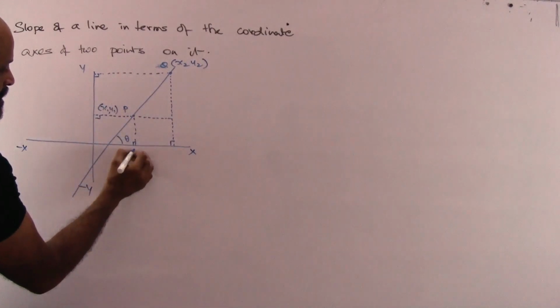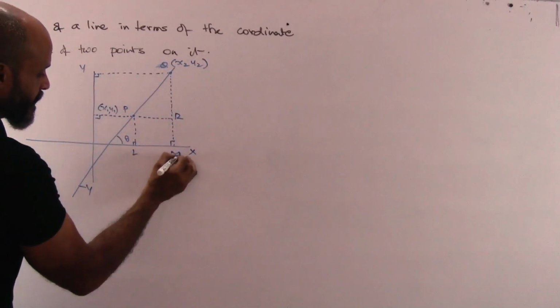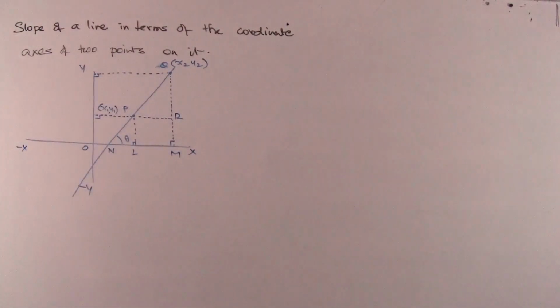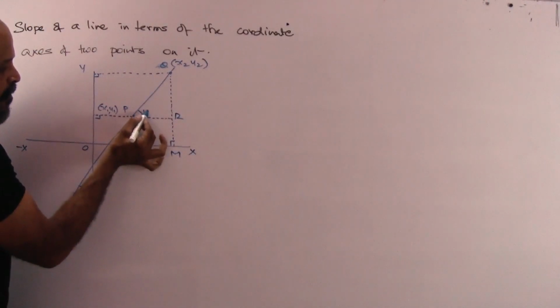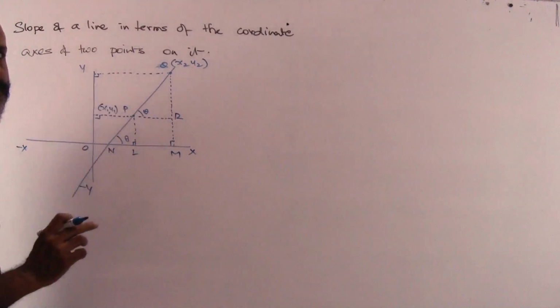So we have here, let's say, let's call these P, Q and R, and let's name this L and M, and let's say this is N and this is O, okay. So these are just points out here, okay. Now if this angle is theta, very obviously this angle will also be theta by corresponding angles, okay. So if this is theta, then also this will be theta.